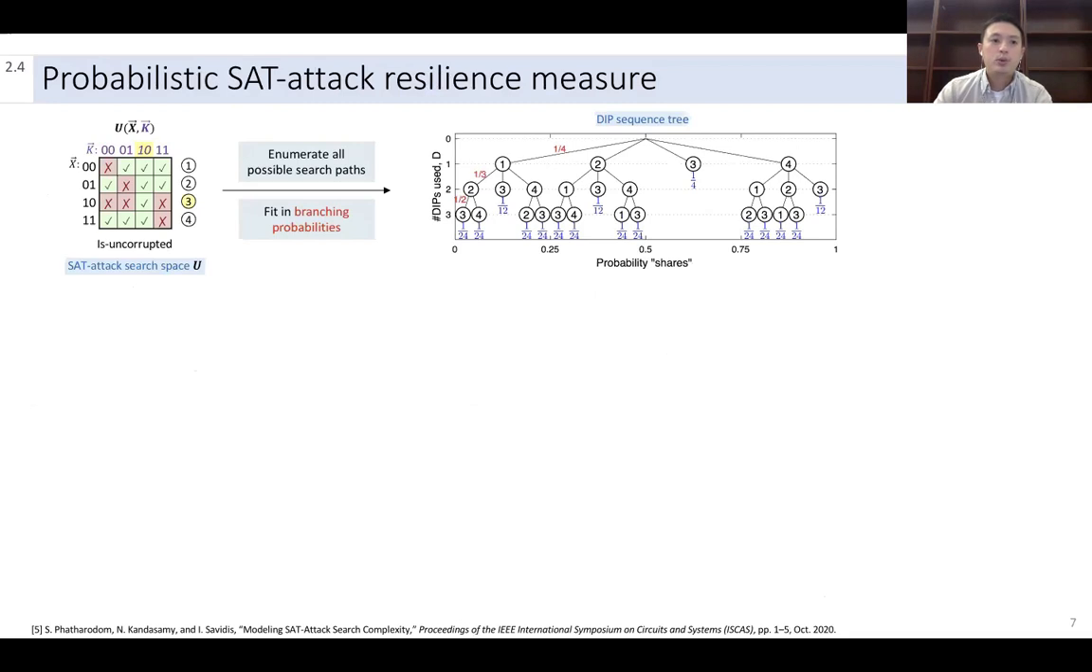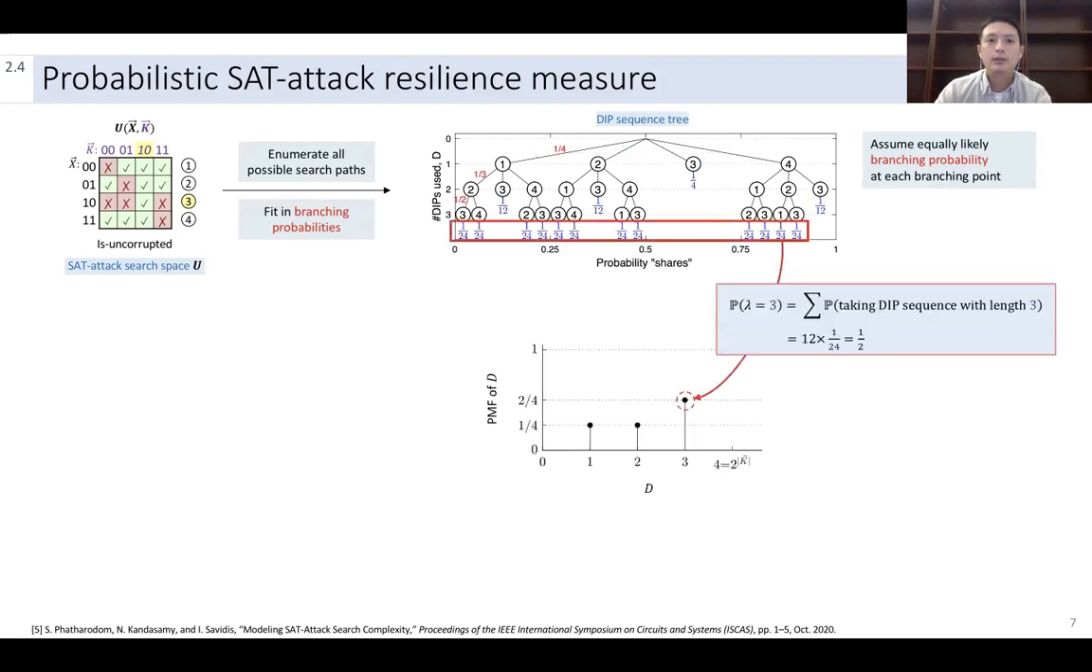One way to report the value of lambda is to first model SAT attack search paths as a random process. For a given user table, which can be viewed as a search space itself, we can enumerate all the possible search paths and visualize them as a DIP sequence tree as shown here. Assuming some branching probability, such as equally likely, we can compute the probability of such attack execution, taking any given path on the tree. Each value in blue at the bottom is a product of the red values along the path.